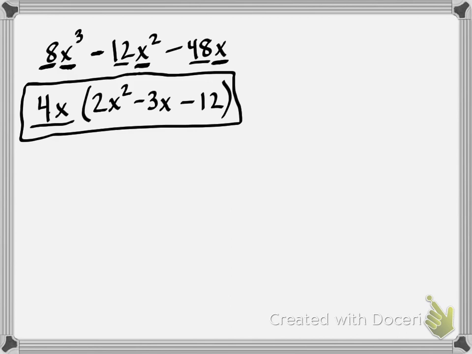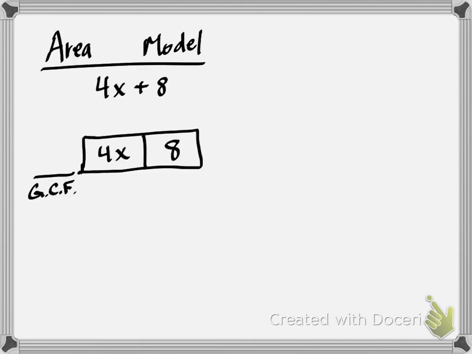Now, on the Khan practices, they also talk about an area model. And the area model is just a way to organize the information. So this is how the problem starts, 4x plus 8. They create 2 boxes, one for each term. They put the 4x in one and they put the 8 in the other. They actually also tell you that the GCF is 4 in the Khan practice.